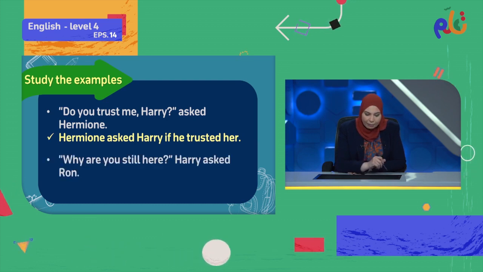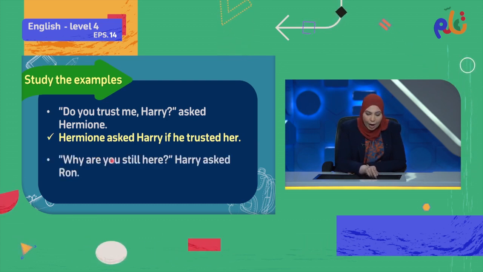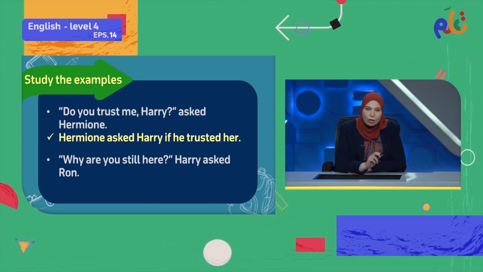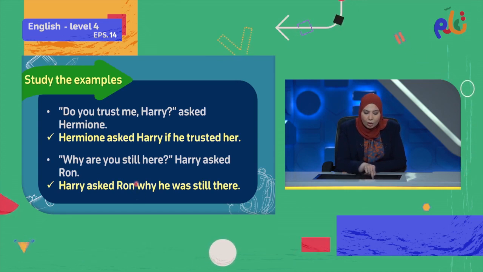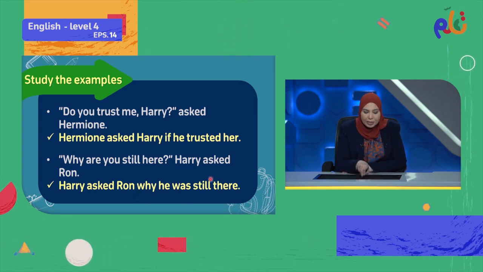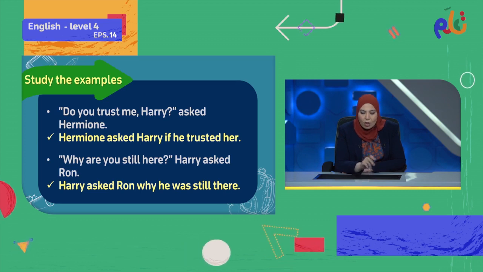Let's look at the second example. "Why are you still here?" Harry asked Ron. So this is a conversation between Harry and Ron. The question is from Harry to Ron. "Why are you still here?" Let's see, when this conversation is reported, Harry asked Ron why he was still there.